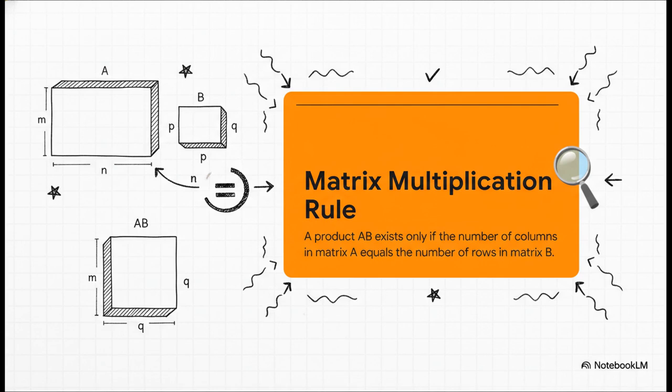When you have two matrices, let's call them A and B, we describe their size by their dimensions, rows by columns. So if matrix A is an M by N matrix, it has M rows and N columns. The rule says you can only multiply A times B if the number of columns in A, that's N, is the exact same as the number of rows in B. We call these the inner dimensions. If they don't match, you just can't do it. The operation is undefined. But if they do match, the new matrix you create will have the outer dimensions, M rows from A and Q columns from B. This isn't some arbitrary math rule. We're going to see that it's what makes the business logic work perfectly.